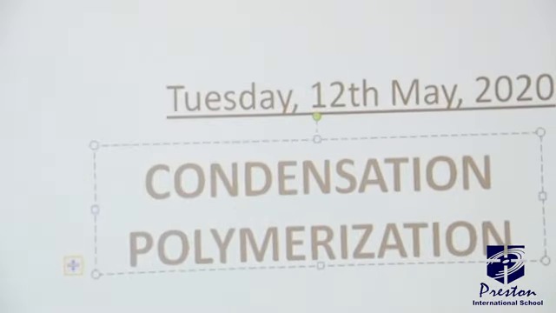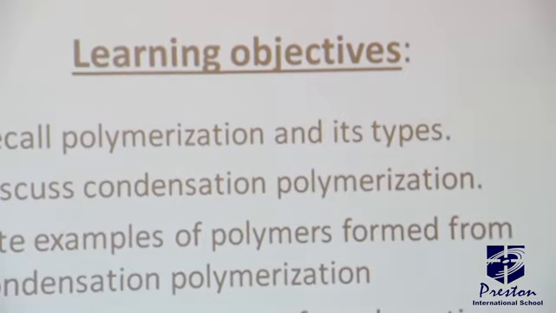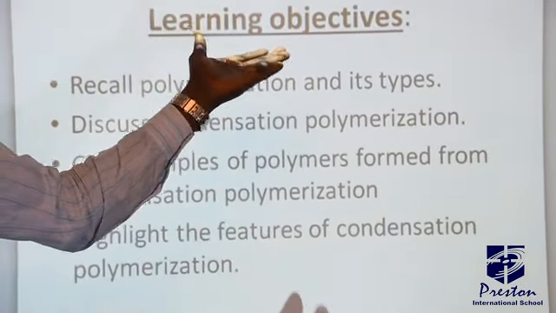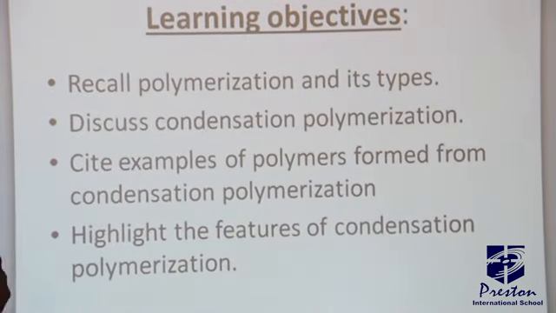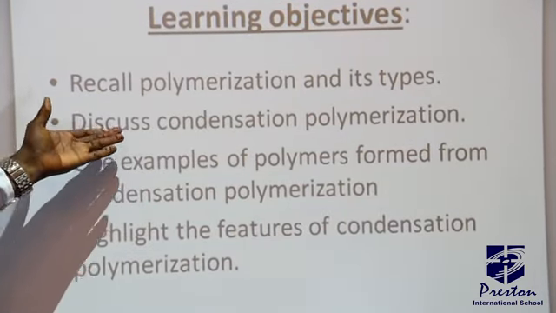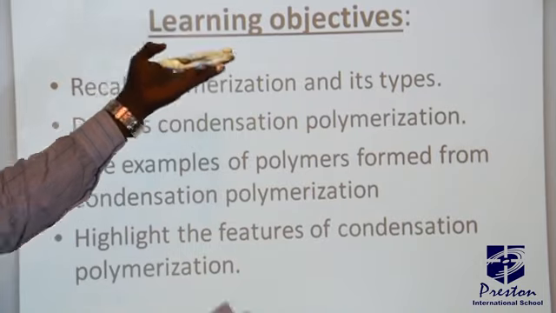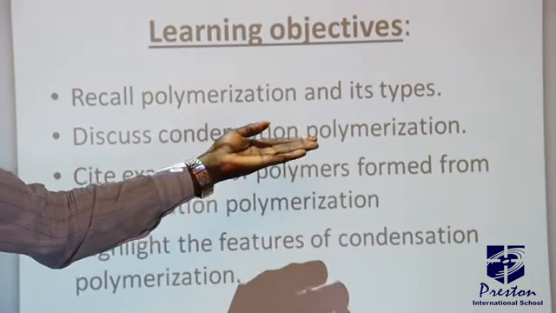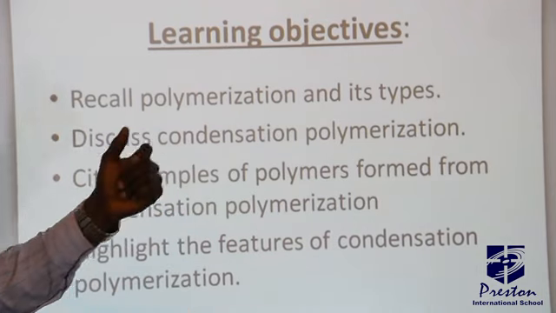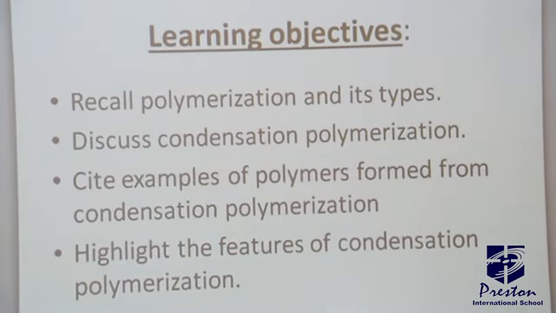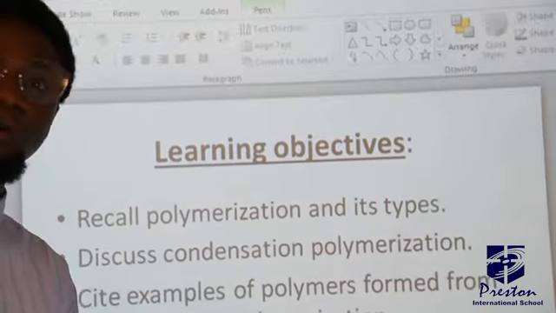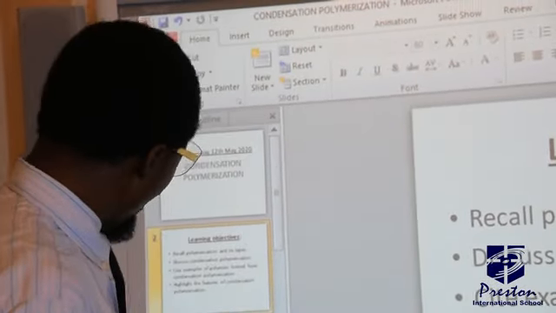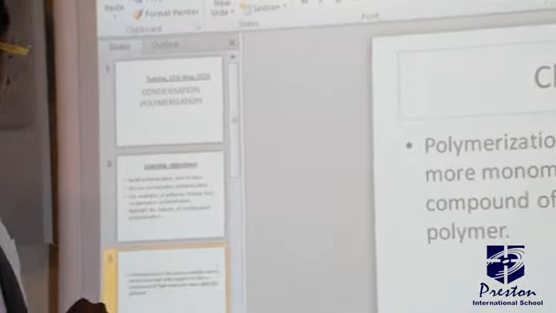Now, by the end of this lesson, we must be able to recall polymerization and its types, just like we have done in the last class, and also discuss condensation polymerization. Cite examples of polymers formed from condensation polymerization, and also highlight the features or characteristics of condensation polymerization. All right? Let's look at this.